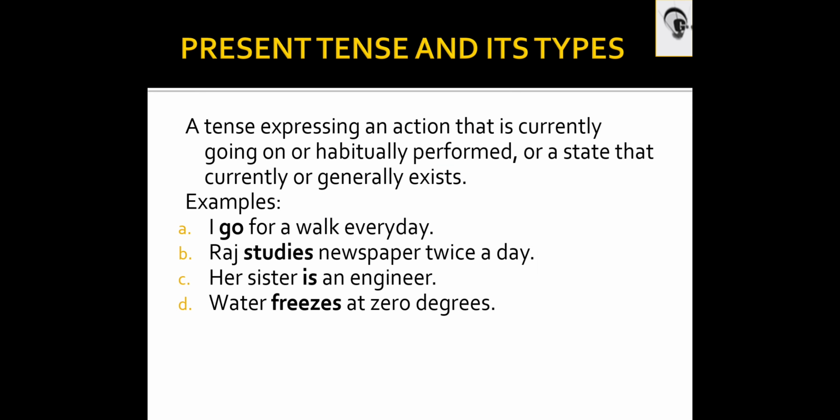Firstly, we come to the present tense and its types. A tense that expresses an action that is currently going on or habitually performed, or a state that currently or generally exists, is the present tense. For example, I go for a walk every day. Raj studies newspaper twice a day. Her sister is an engineer. Water freezes at 0 degrees.